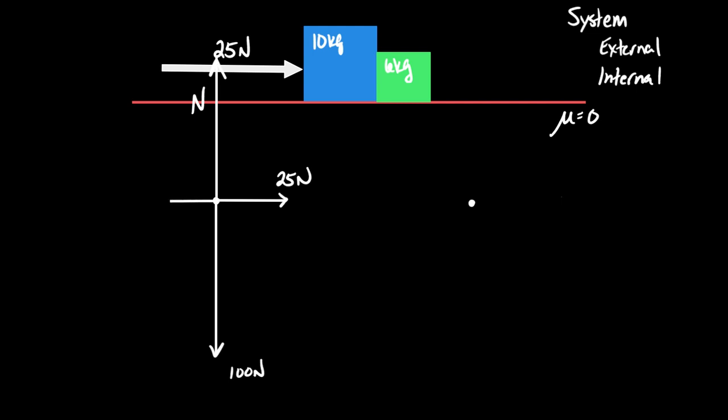I'm not taking this lightly. I drew my arrow smaller than the 25. I think the system is going to accelerate to the right. So I purposely made the forces look unbalanced. You should do that. You should be careful to think about that. If the system's going to accelerate, it's going to accelerate this way. I am making this the positive acceleration or the positive direction.